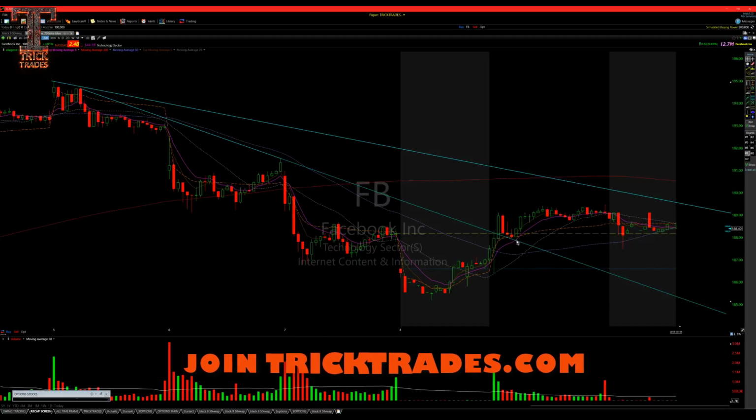It's proving its strength, guys. This thing's going to rip. It's going to rip. It just proved its strength right there. Right there is a key indicator, okay? So Facebook's going to take off. And I hope you guys capture it. And like I said, don't be afraid of the price of these stocks.